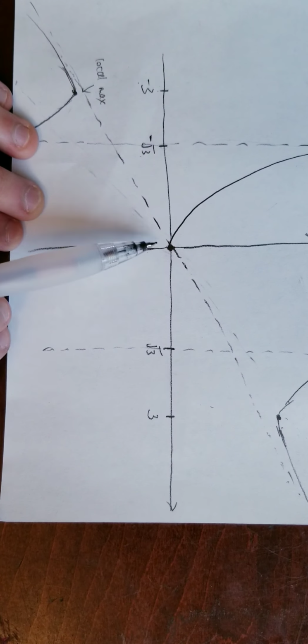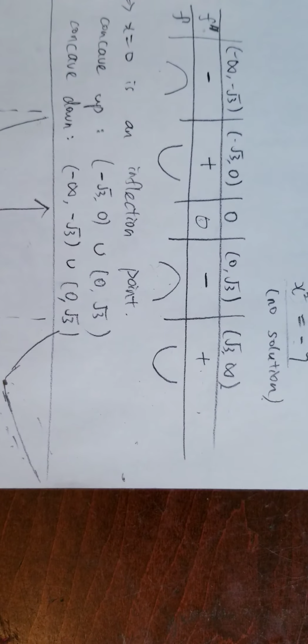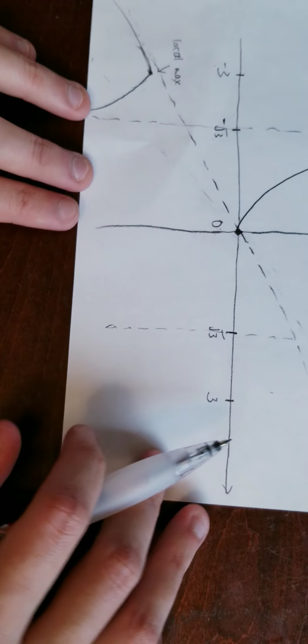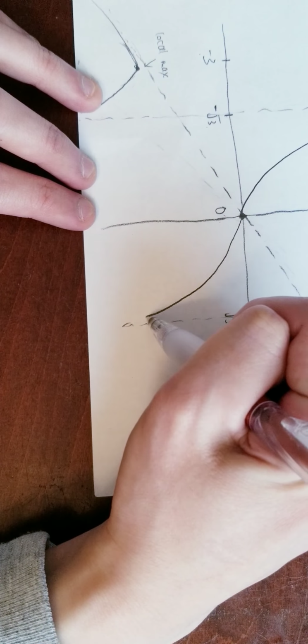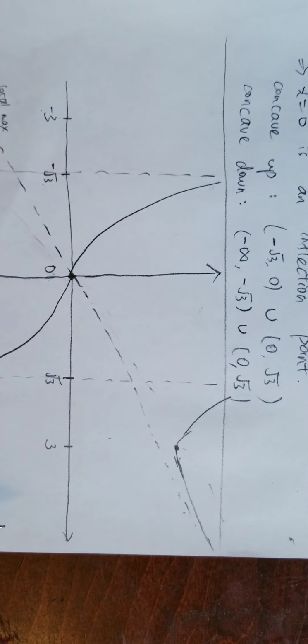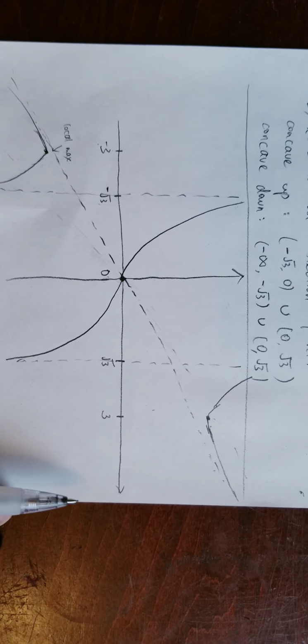The same thing here. Between 0 and root 3, I know that it's decreasing. I also know that it's concave down. So decreasing plus concave down means it has to look like this, again approaching the vertical asymptote. And this is the graph.